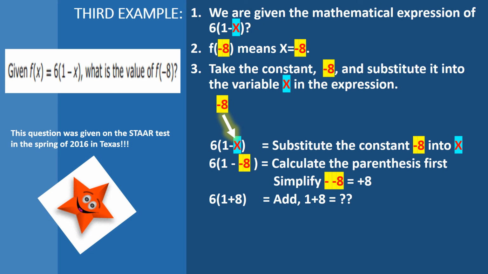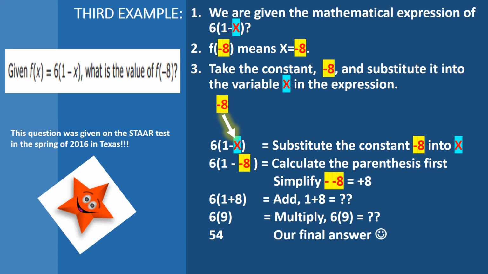So next, here's what we have. Instead of negative 8, that's a plus 8 because negative is positive. So again, we're going to do what's inside parentheses first. And so 1 plus 8 is 9. So now I've got 6 times 9. So think about it. What's 6 times 9? Right. It's 54. So this is our final answer.